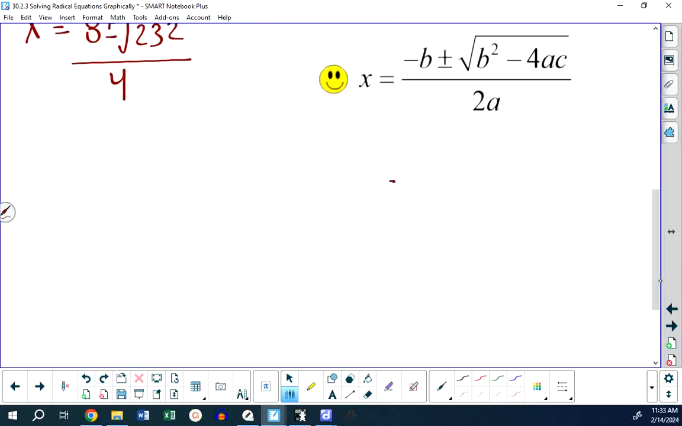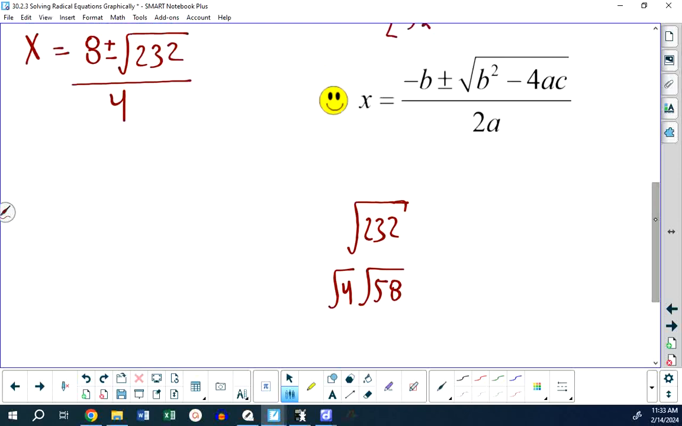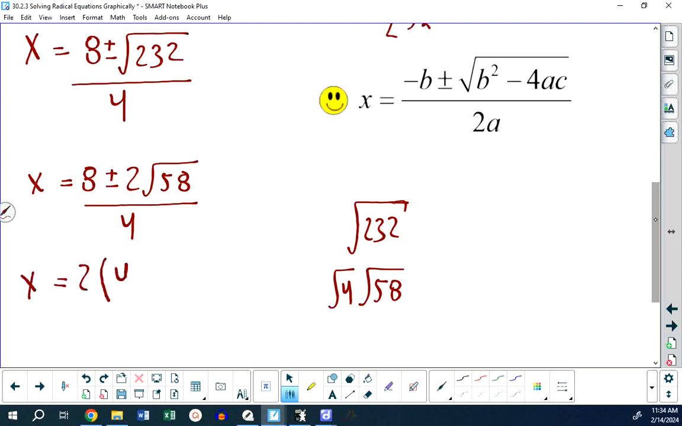What that means is root 232 is the same as root 4 root 58, which is 2 root 58. So we get x is equal to 8 plus or minus 2 root 58 all over 4. We can factor a 2 out of the numerator, and that 4, you certainly don't need to write 2 times 2 for the 4. I'm pointing out that 4 contains a factor of 2, and the numerator has a factor of 2.